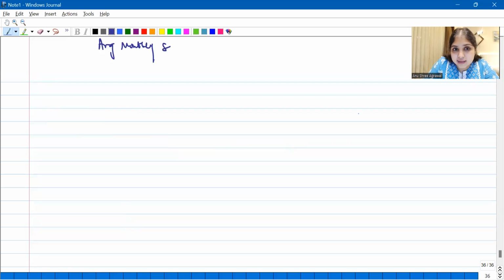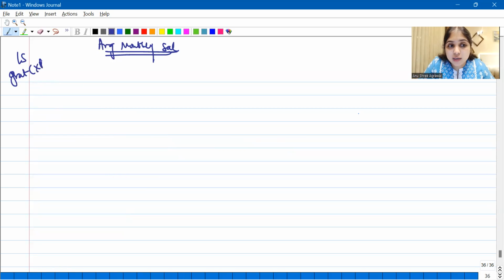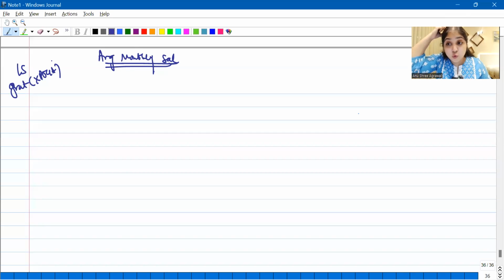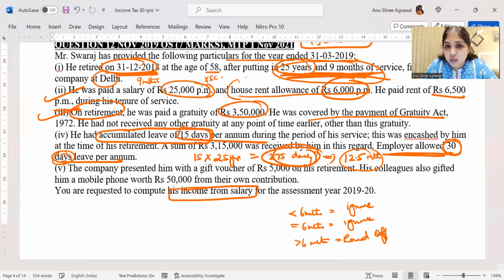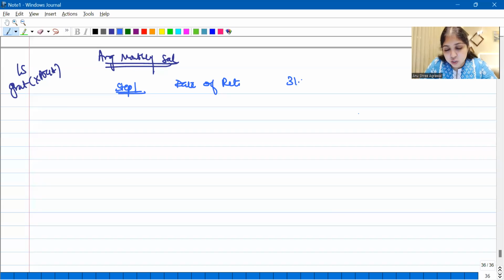Now, average monthly salary, guys, I'll show you the steps. The same steps you can use for leave salary and the same steps you can also use for gratuity not covered by POGA. A set of 4 to 5 steps I'm giving you. Your first step is seeing what is the date of retirement. When did my assessee retire? The question says he retired on 31st December 2018.